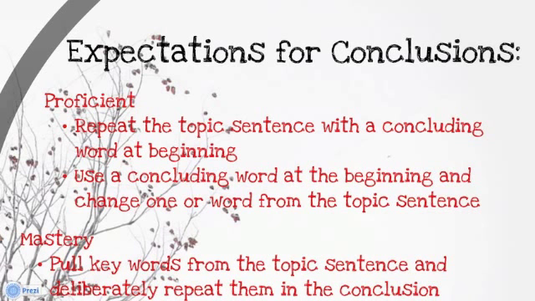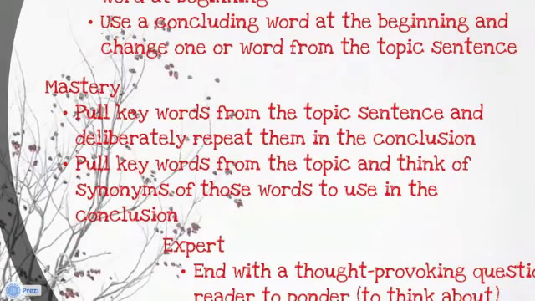Okay, so what are my expectations for your writing? Well, to get a C, you might repeat the topic sentence with a concluding word at the beginning, or use a concluding word at the beginning and change a word or 2 of the topic sentence. As long as the topic sentence and the concluding sentence are somewhat similar, at the beginning and the end, then I would consider that a proper paragraph. It's not very good, but I would at least say that you're proficient in constructing a proper paragraph.